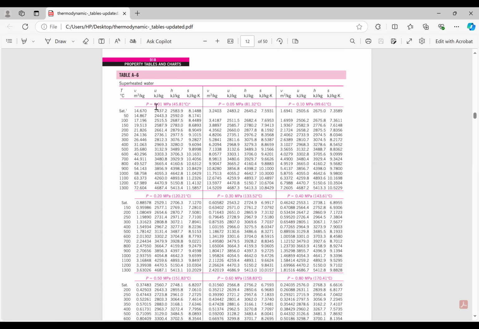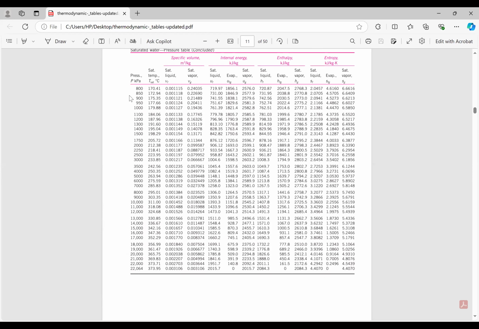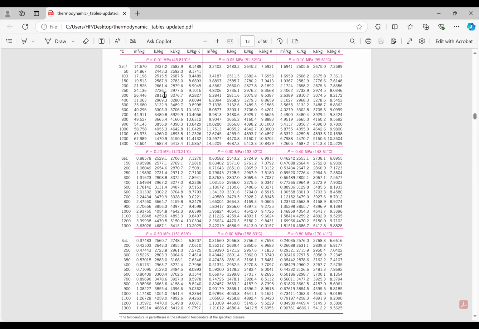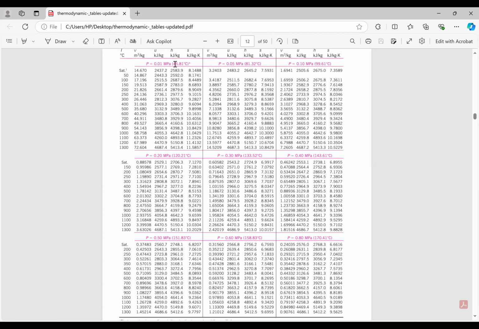So if we check it at 0.01 megapascal, we are being told that at the saturation temperature, we are going to have these conditions or these properties. But then if we increase the temperature above the saturation temperature, so maybe 50 degrees Celsius, 100 degrees Celsius, we would have other properties, or the values for the properties would be different, right? So if we are looking at 0.01 megapascal, we can see up here that the saturation temperature is 45, sorry, 40.81 degrees Celsius.